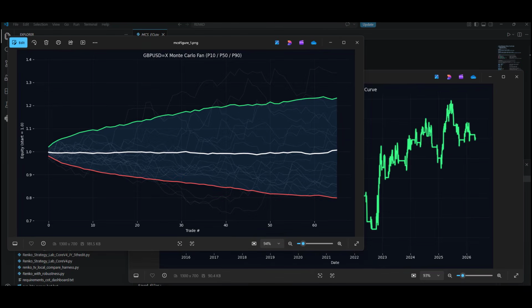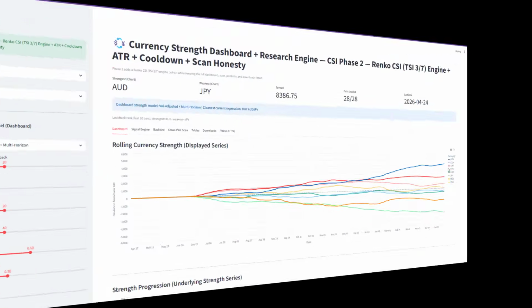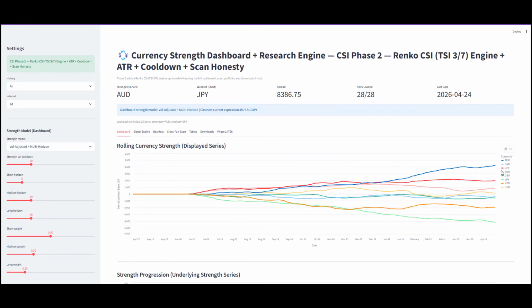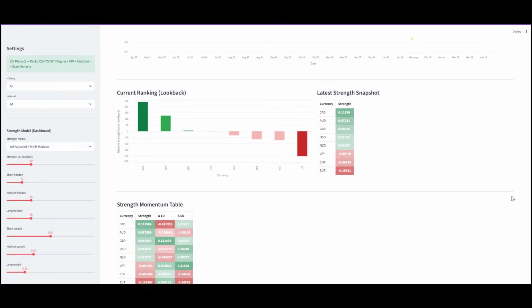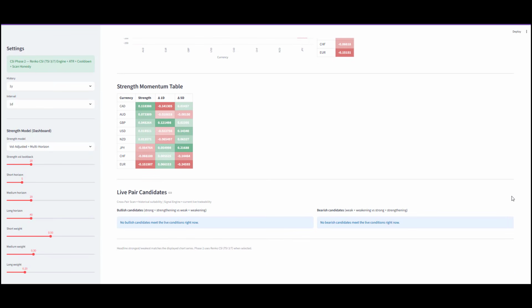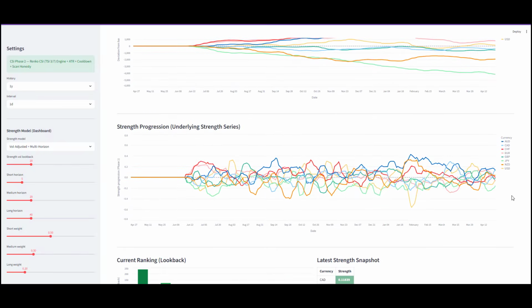On top of that, there are things like equity curve analysis and Monte Carlo style outputs, which help traders go beyond ideas and start thinking more seriously about robustness and performance behavior. Or what about knowing whether a currency is strong or weak, and what currency pairs to put together? Well, we've got a currency strength index tool here where we can quite easily see which is strong and weak and what are the best currency pairs to put together.